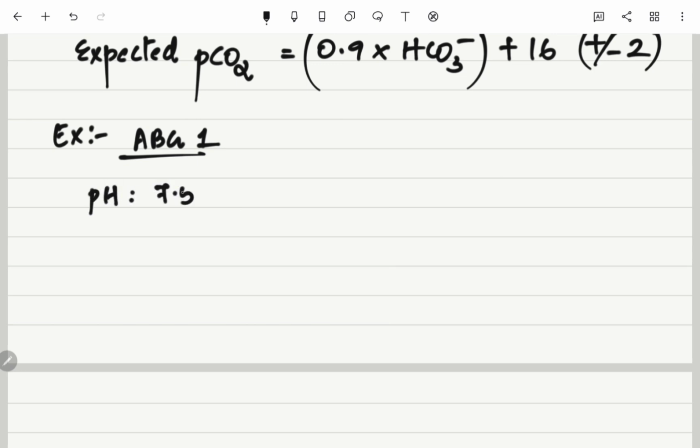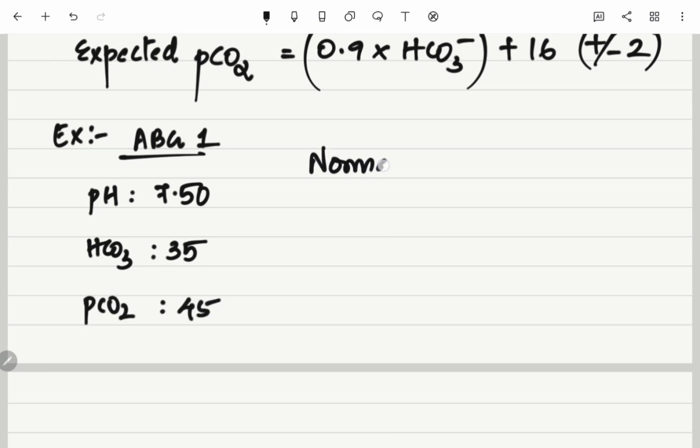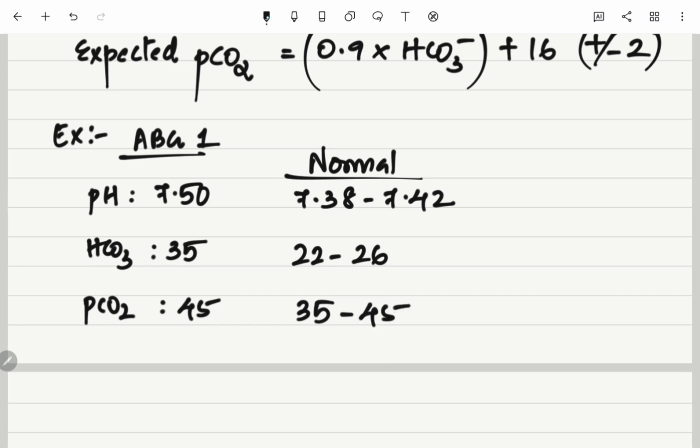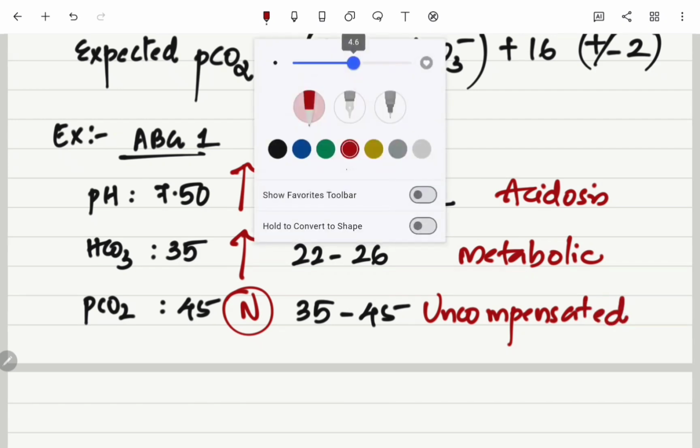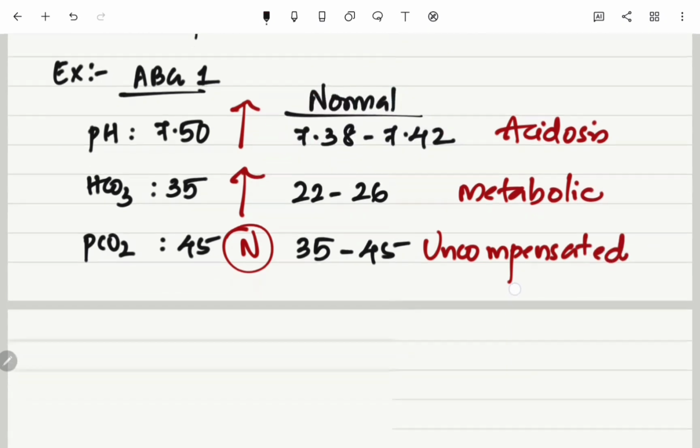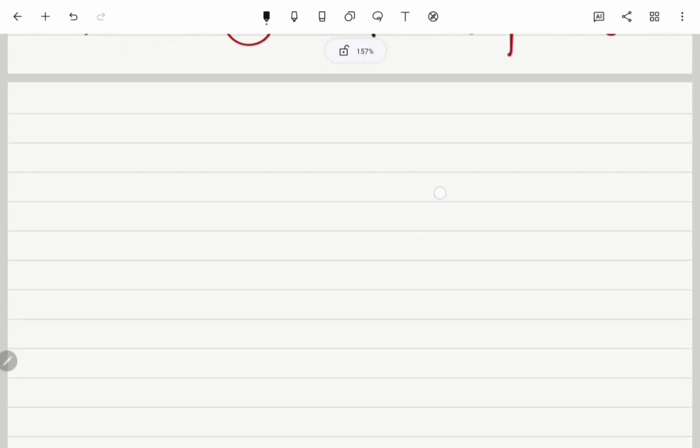The first ABG data: pH is 7.50, HCO3 is 35 and PCO2 is 45. First we have to know the normal reference range. pH is 7.38 to 7.42, HCO3 22 to 26, PCO2 35 to 45 mmHg. From this data, pH is increased, that means it is alkalosis. HCO3 is also increased, so it is metabolic. And the PCO2 remains normal, that means it is uncompensated metabolic alkalosis. I'm sorry for the spelling mistake I have written there.